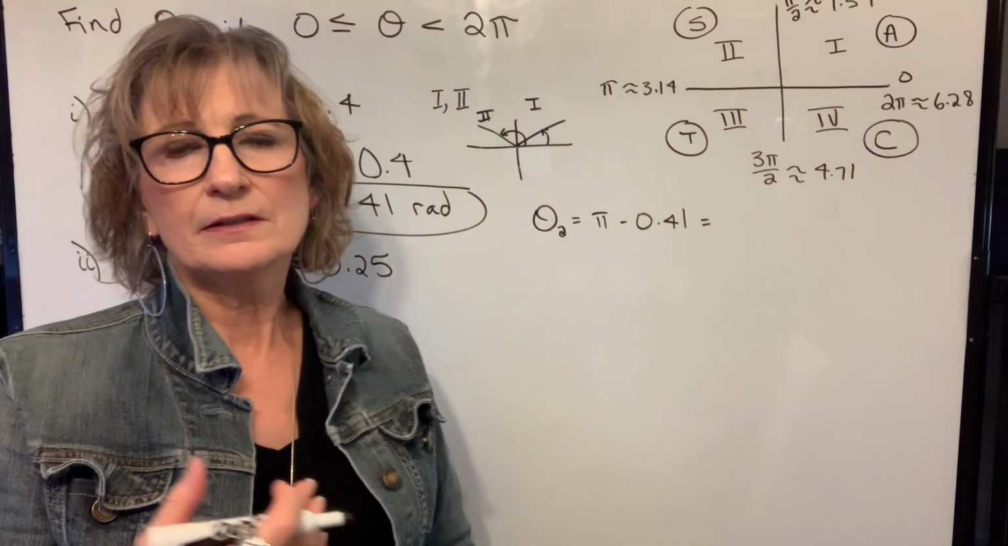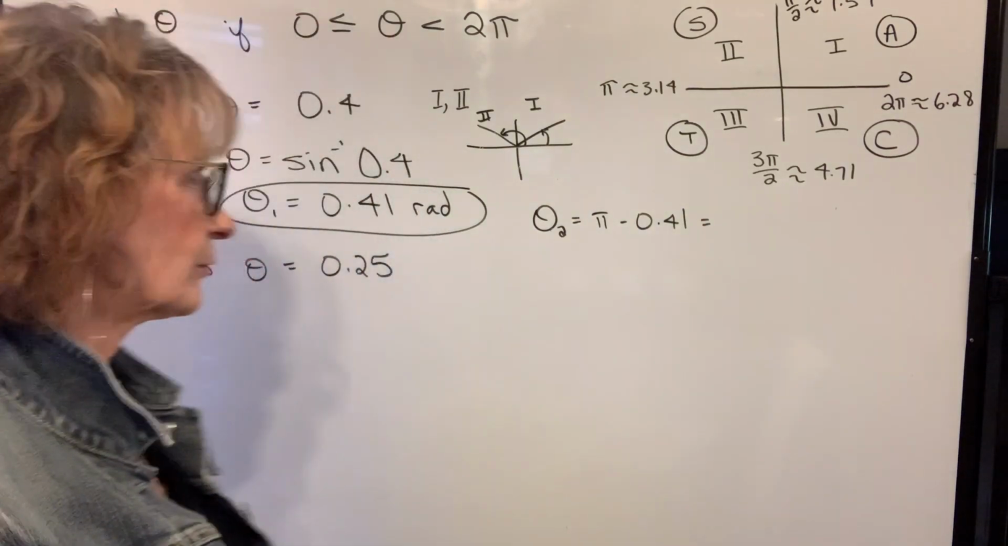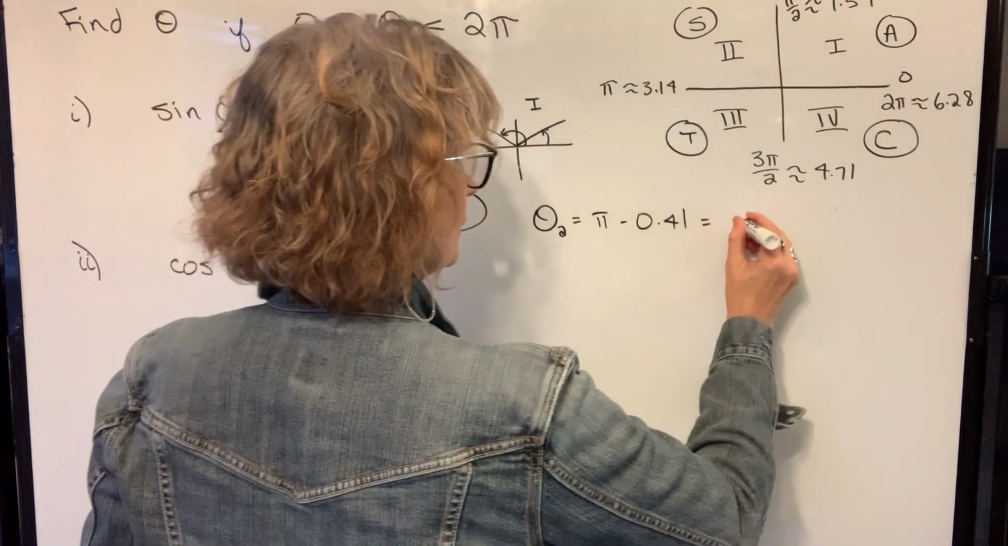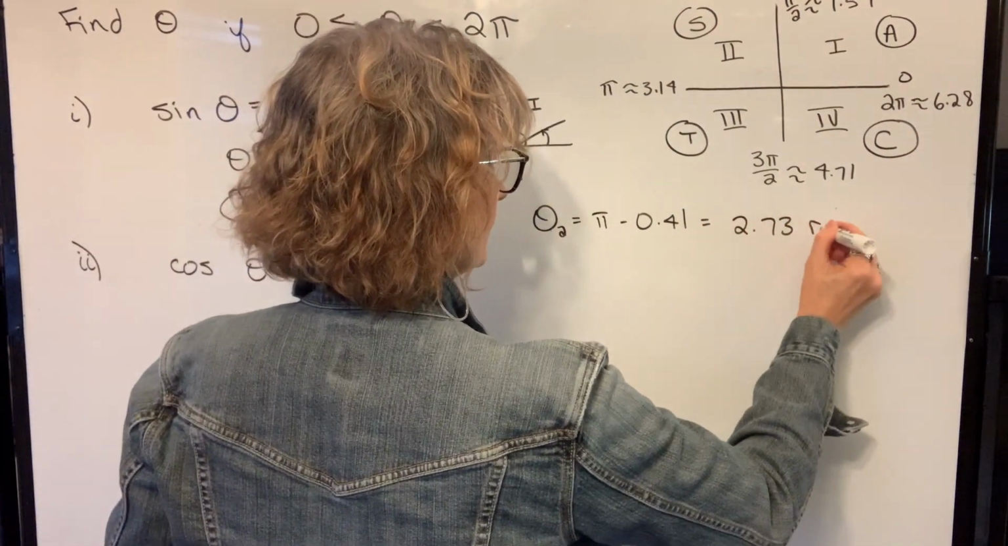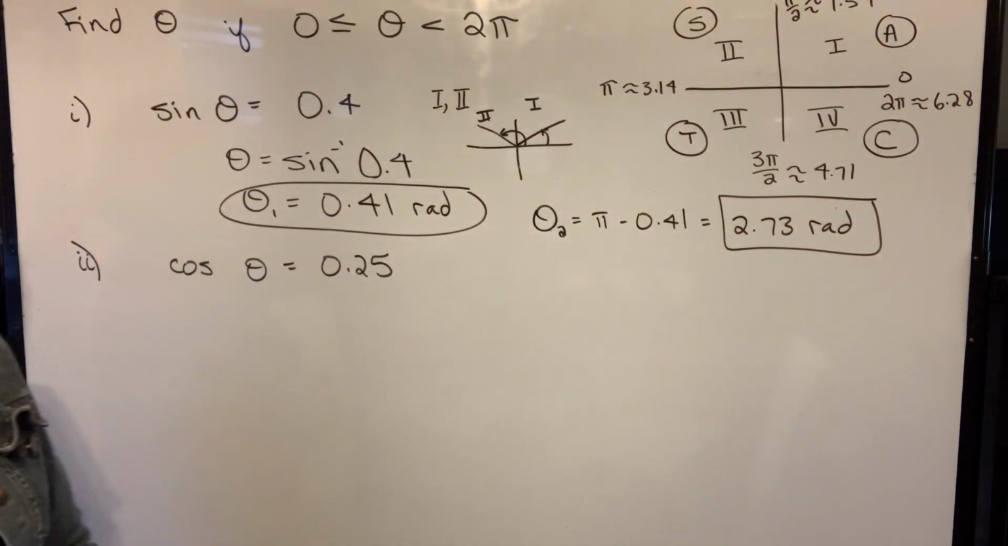Just like we did when we were working with degrees, we took 180 degrees and subtracted that amount of rotation. And we should get 2.73 radians. So those are our two answers. Let's try the next example.